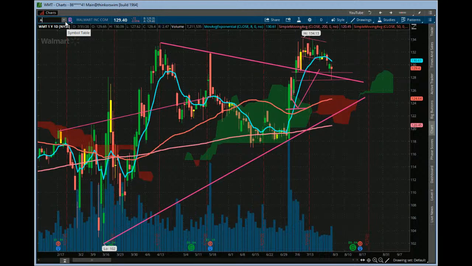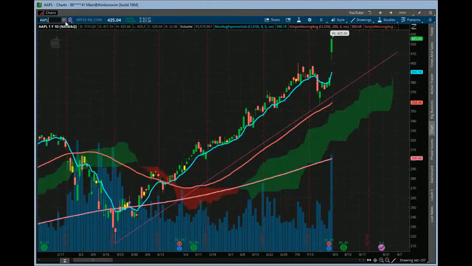Apple had a beautiful candle on Friday. Great trade on that one, by the way, a beautiful trade on Friday. Great volume, so we're going to see if we can get follow-through to the upside on that one.